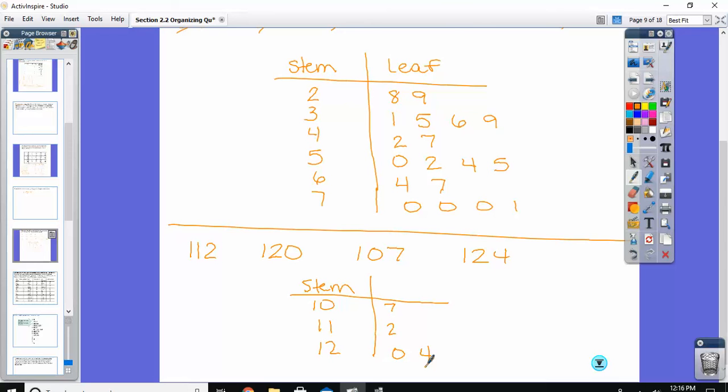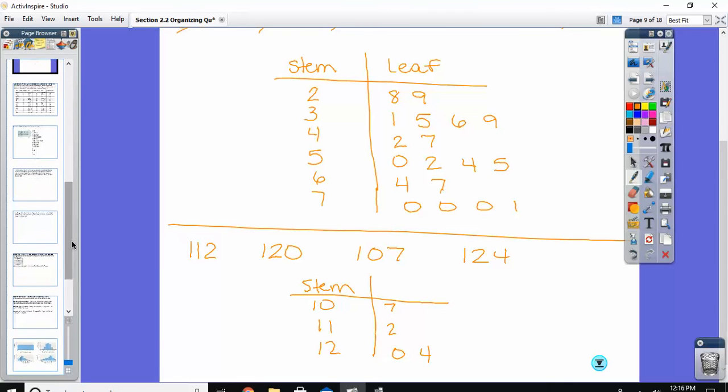Any questions about those? You can do these by hand pretty easily. If you wanted to do Google Sheets, you can make yourself a table and put a vertical bar separating the stem and leaf if you really wanted to, but it wouldn't matter there. Okay.